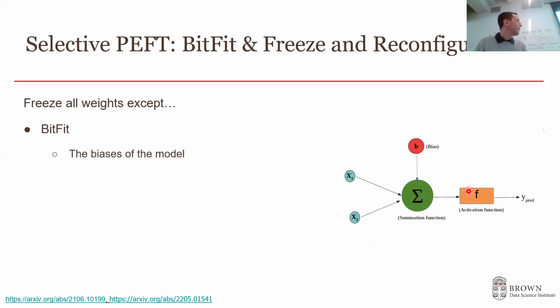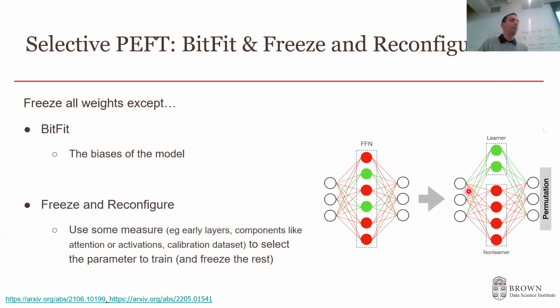Freeze and configure is a branch of methods that say, let's freeze part of the weights or part of the layers and train only some of them. A very common method is to freeze the lower layers and only train the upper layers of a model. But you can also do it within a layer or within a group of neurons. You need some metric to select those neurons. A very popular metric is to use a calibration dataset: run the network through it and see which neurons affect the output more than others. But there are different methods.